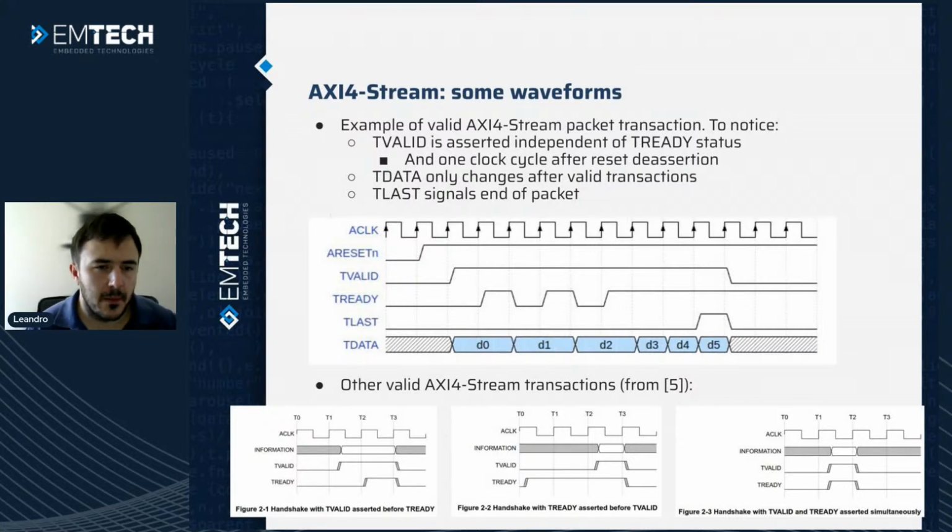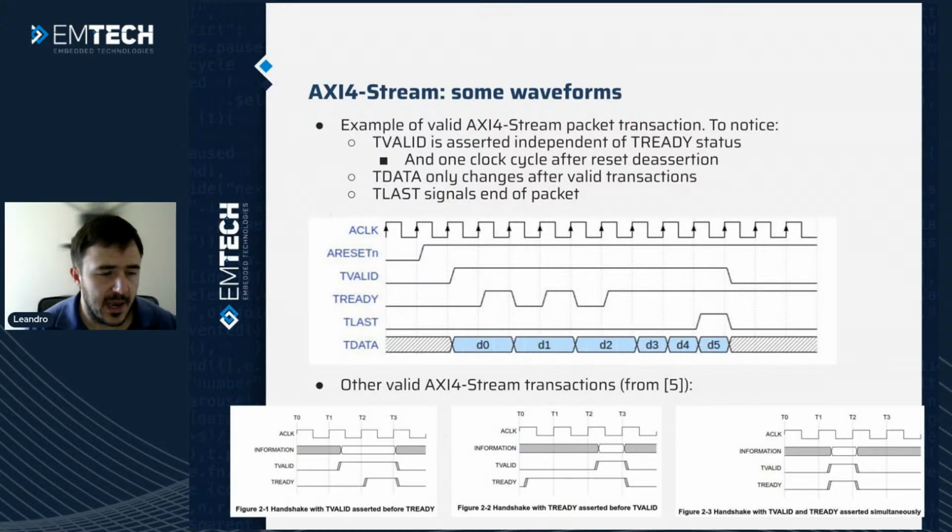So it has to go high only for one clock cycle because that's what it's conveying. Below you can see 3 timing examples taken from the specification. What can actually happen is that the handshaking can take any of these 3 shapes.